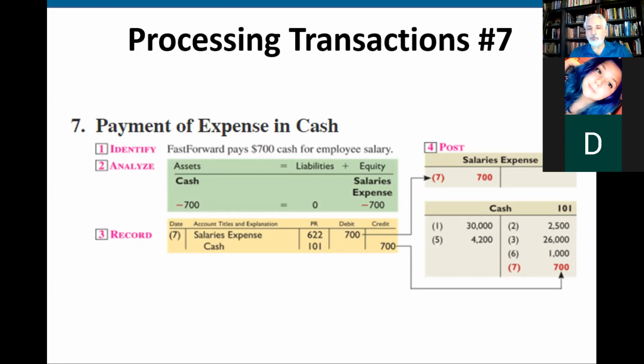So what's going to happen? Cash went down 700 bucks. Look at all these transactions building up in cash. This is our 7th transaction, of which 6 of them have affected cash. 1 affected payables and didn't affect cash, but 6 out of the 7 are washing through cash.